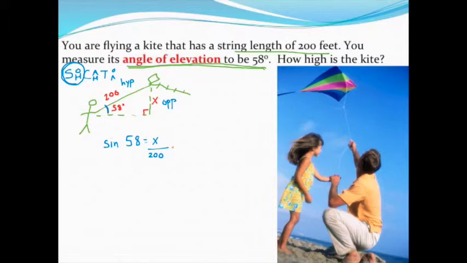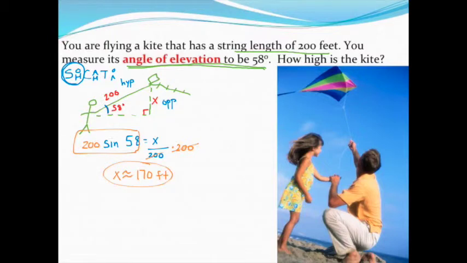Since x is being divided by 200, to undo that, I'm just going to multiply both sides by 200. And so what I can actually just type in my calculator is all at once: 200 times the sine of 58. Once I do that, if I round to the nearest whole foot, I find out that the kite is approximately 170 feet in the air.